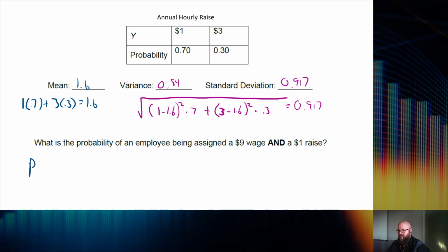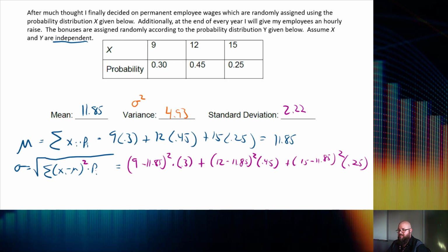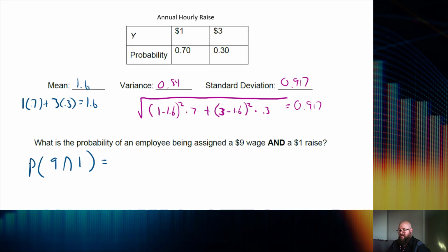So if we want to find the probability of a $9 wage and a $1 raise, remember that initially we said these are independent. So we can use the general multiplication rule, take the probabilities for each of those values, and multiply them together. So we have 0.3 for our 9 and 0.7 for our 1.